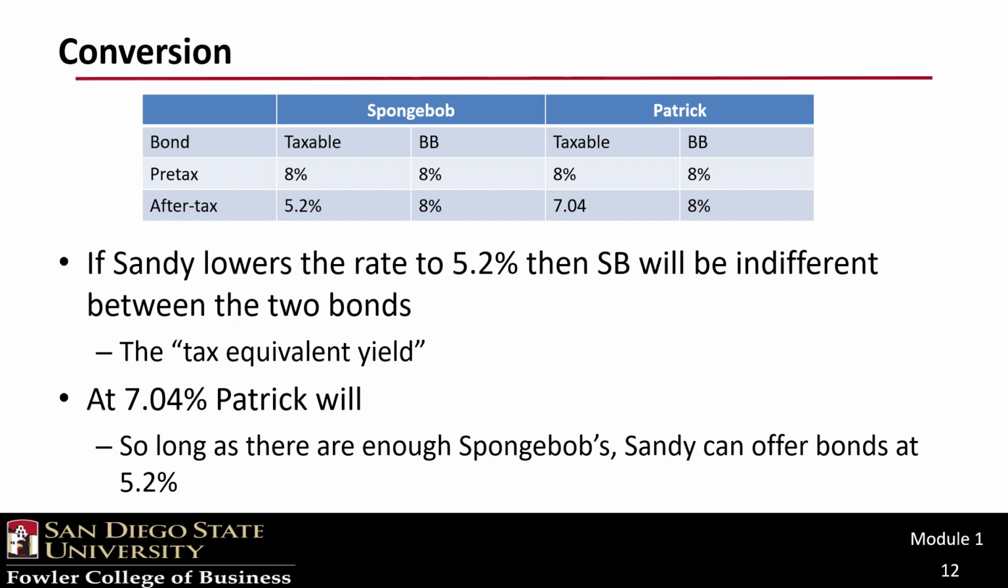And that brings up this notion of, well, as long as there are enough SpongeBobs, then Sandy could offer these bonds at 5.2. But if there aren't enough SpongeBobs and there are some Patricks that she's going to have to attract, then she's going to have to offer more than 5.2 in order to attract a Patrick. And that includes anyone that might be between, of course, Patrick and SpongeBob. And we call those tax clienteles. So SpongeBob is in one tax clientele. Patrick is clearly in a different tax clientele.